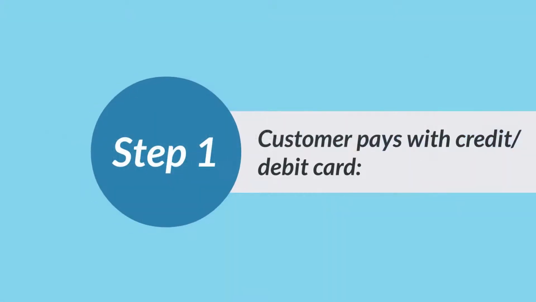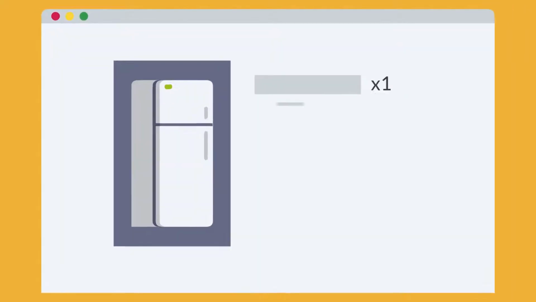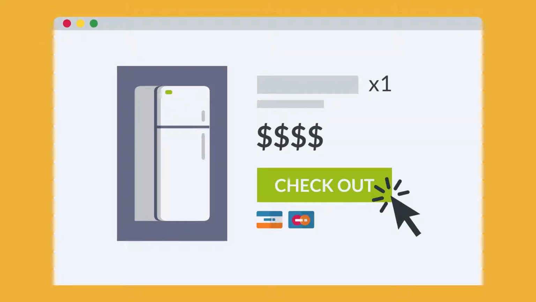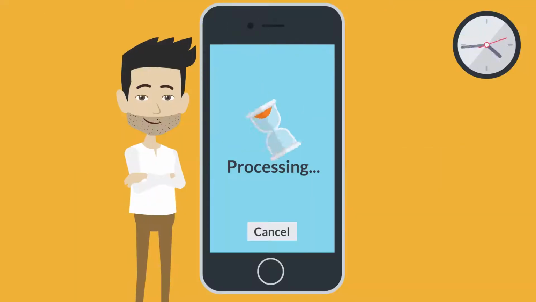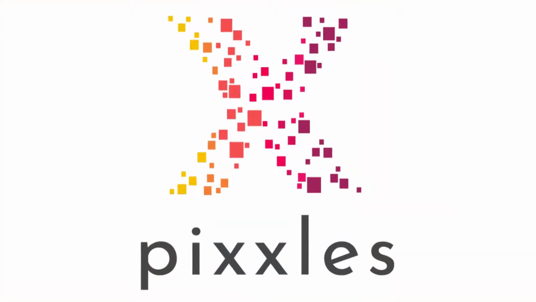Step 1. The customer pays with credit or debit card. The cardholder places an order on the merchant's online checkout page and submits information including the card details, expiry date, security code, billing address and shipping address. The process begins and should only take a couple of seconds to submit the request to Pixxles.